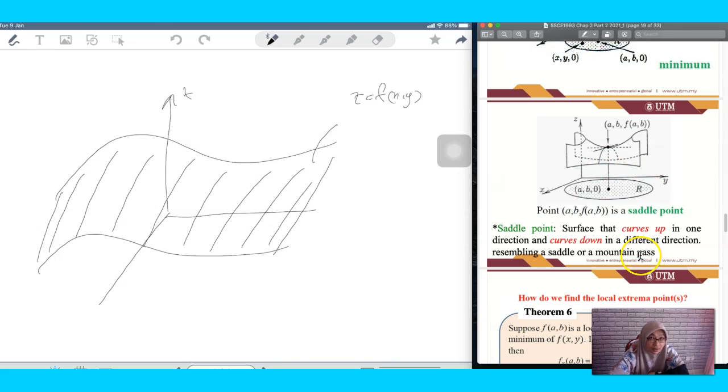So meaning that there are three possibilities. You can sometimes have a maximum, or you can have a minimum, or not maximum, not minimum. We call that a saddle.